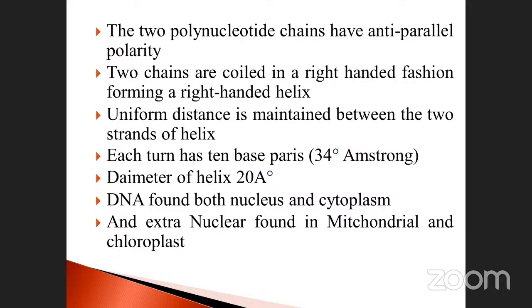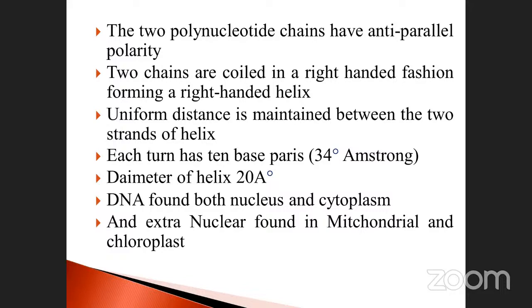Suppose if it is left-handed, it means levorotatory and dextrorotatory like that. Uniform distance is maintained, very, very important, between the two strands of the helical structure. It will not be in an improper manner. The correct formation will be present, and a uniform distance is maintained between the two strands of the helical structure. These are very, very important points.